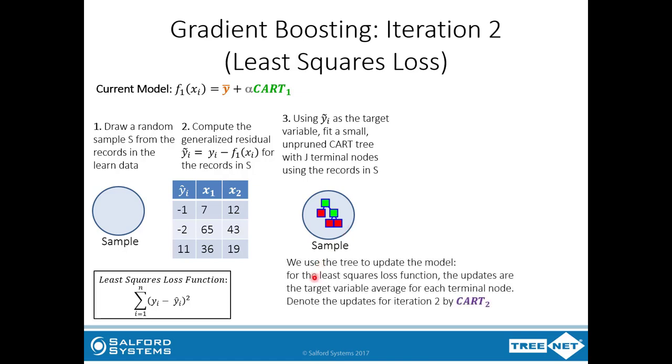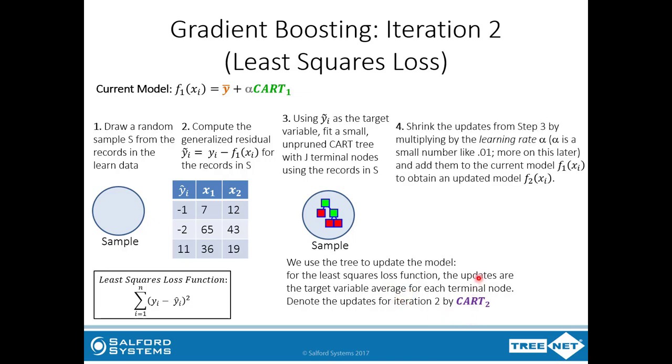And what we're going to do is use this tree to update our model now. And remember, the updates are just going to be those target variable averages like we saw in the previous slide. We'll call these updates CART2. We'll shrink the updates by multiplying by the learning rate, which is that small number, and we just add them to our current model, which is now F1. That'll give us our updated model F2.